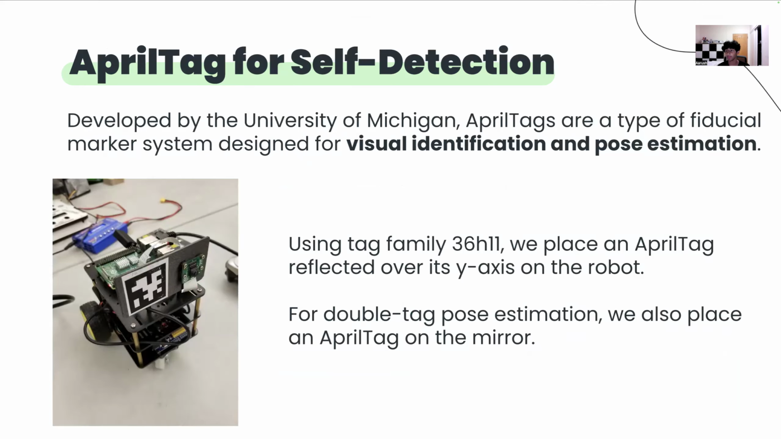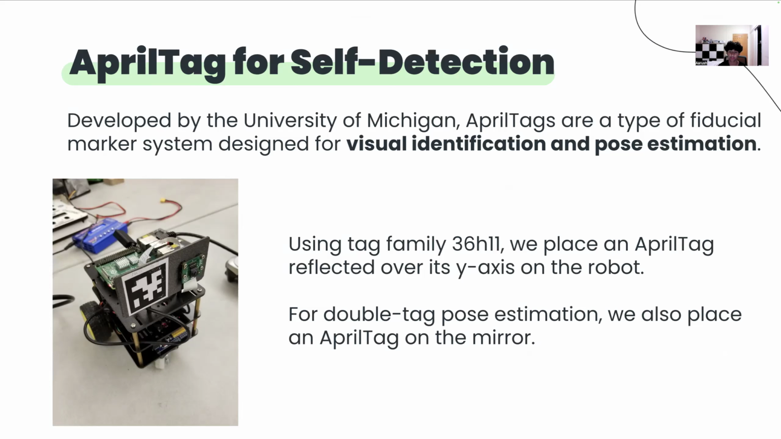One way to overcome this is to use an April tag for self-detection of the robot. We just have to teach the robot that if it sees itself in a mirror, it's obviously at a mirror. April tags were developed by the University of Michigan. They are a type of fiducial marker system designed for visual identification and pose estimation, which the robot can use to estimate its position by sensing itself in the mirror.